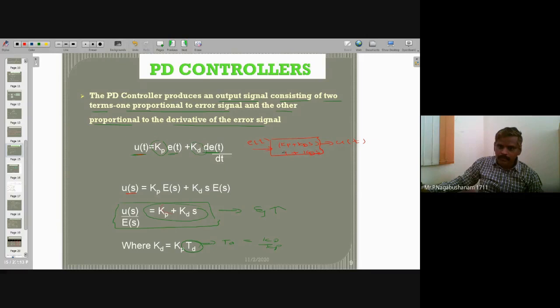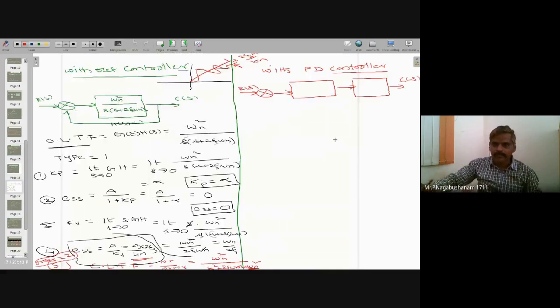Kp equal to 1. The proportional constant is 1 in this problem. So its gain is, let me use a different color. If you assume Kp equal to 1, then its transfer function is 1 plus Kd into S. Input is the error signal, E of t or E of S. Output is U of t.